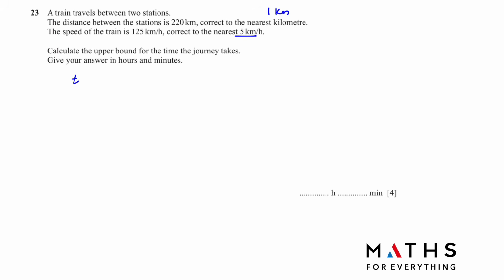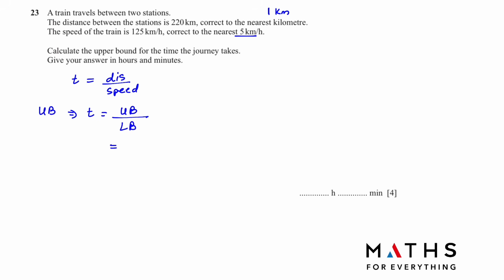To find time, we use the formula distance over speed. Now, if you want to find the upper bound, you need to know this, that if you are dividing, the numerator's upper bound you will take, and you will take the lower bound of the denominator and divide. This is important that you know. If you're finding the lower bound, the lower bound will be in the numerator and upper bound will be in the denominator.